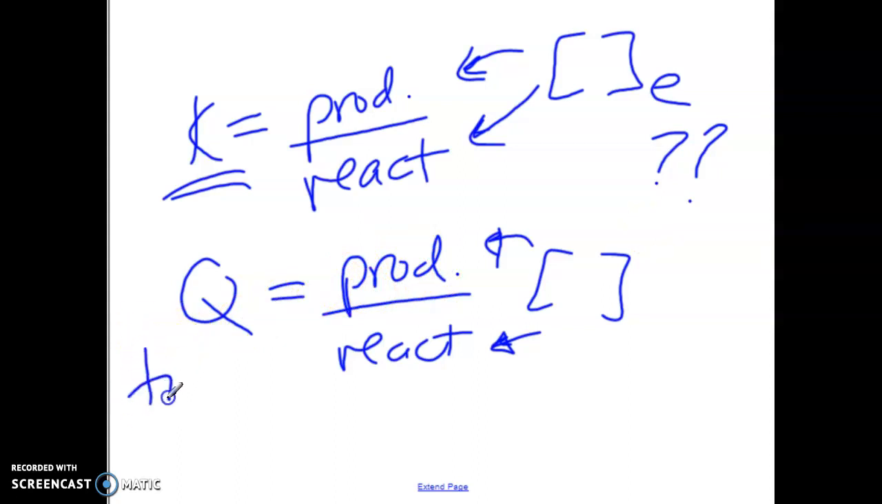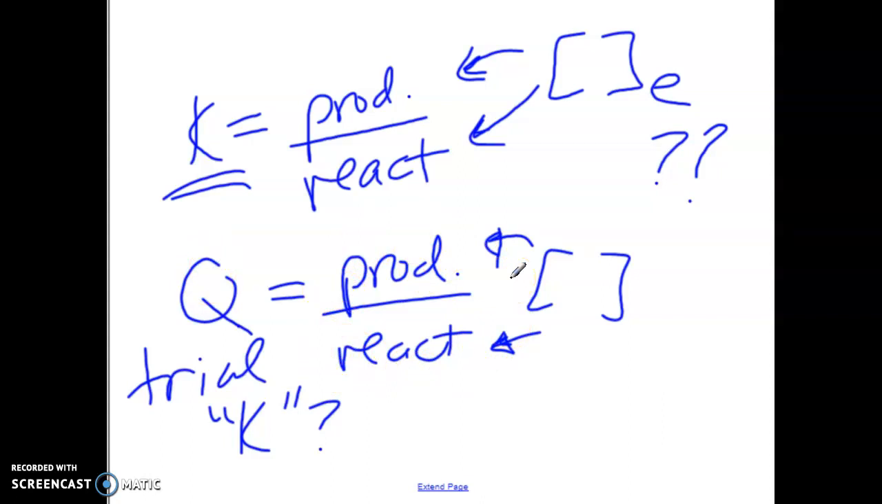Sometimes we refer to this as being like a trial K. So it's like we're going to plug some numbers in here. We don't know if it's equilibrium or not, but we're going to set up the same as the K expression and see what we have. Okay, now why is this important, or what does this tell us? Well, depending on the value you get for your Q, when you compare it to your K value, you can basically predict what is happening within your system.